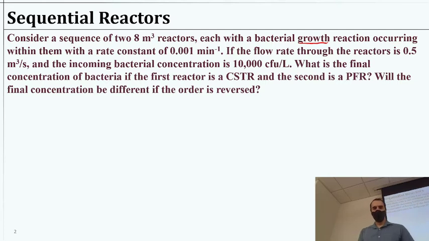If the flow rate through the reactor is 0.5 cubic meters per second, and the incoming bacterial concentration is 10,000 colony-forming units per liter, what is the final concentration of bacteria if the first reactor is a CSTR and the second is a plug flow reactor? And then to follow up, will the final concentration be different if the order is reversed? Okay, so let's take a few minutes, see what you can do with that problem, see if we can get a solution to it.